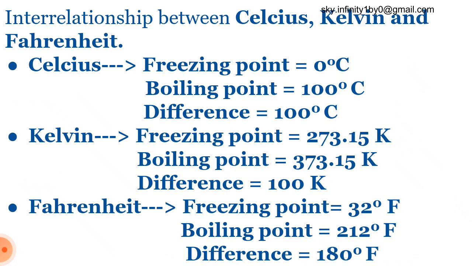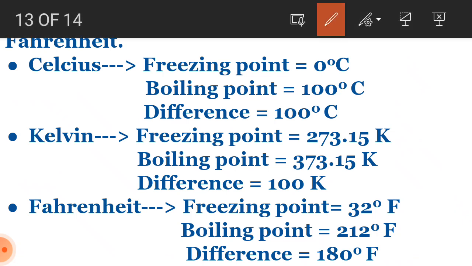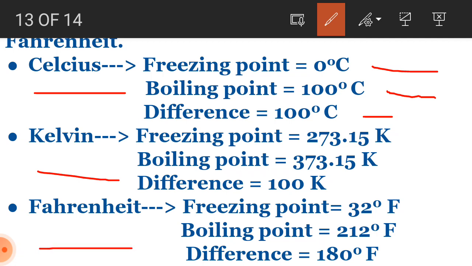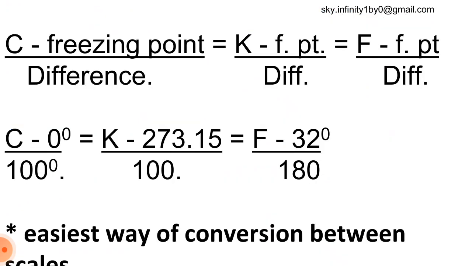This is a basic summary of what we have already discussed through the figure. The freezing point, the boiling point, and the difference for Celsius scale, for Kelvin scale, and for Fahrenheit scale. Now we'll look at the formula or the interrelationship for the conversion between the various scales.